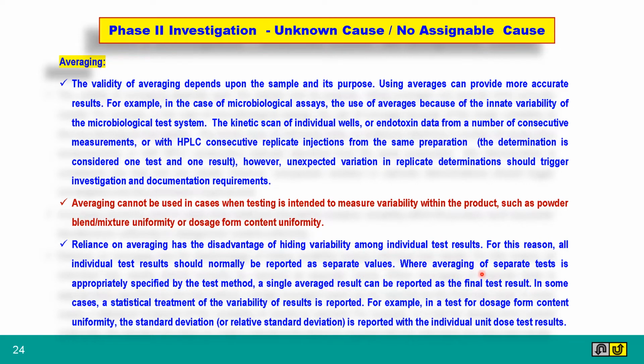Where averaging of separate tests is appropriately specified by the test method, a single averaged result can be reported as the final test result. In some cases, a statistical treatment of the variability of results is reported. For example, in a test for dosage form content uniformity, the standard deviation, or relative standard deviation, is reported with the individual unit dose test results.